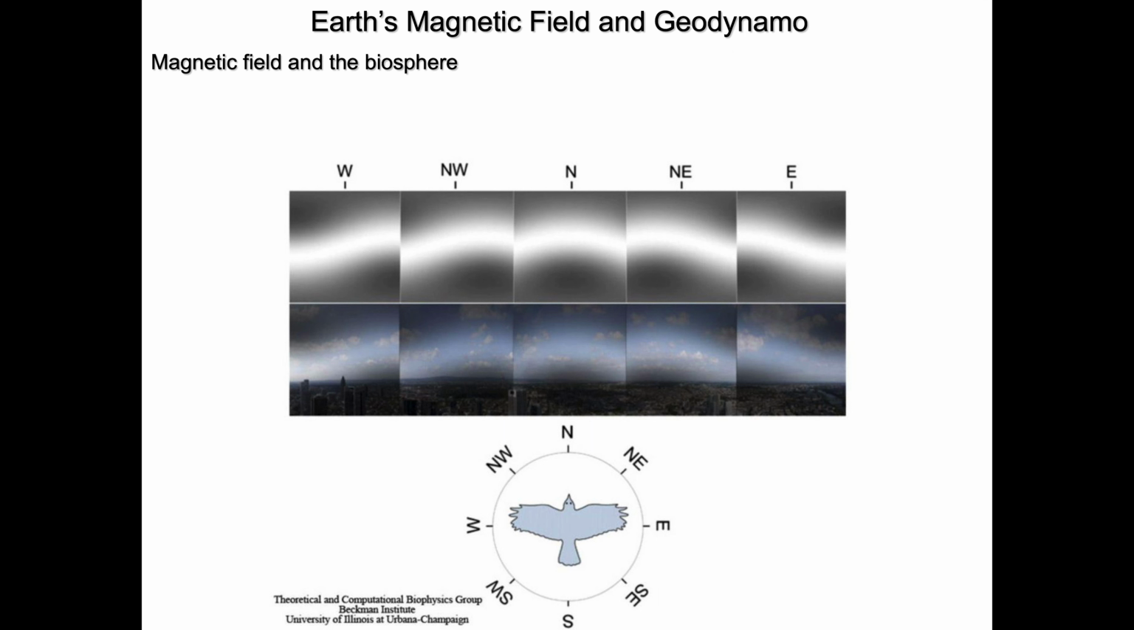So we see the magnetic field, and the biosphere sees the magnetic field and uses that magnetic field in a way that's similar to the way we use it. We use it for navigation, and so do the animals.